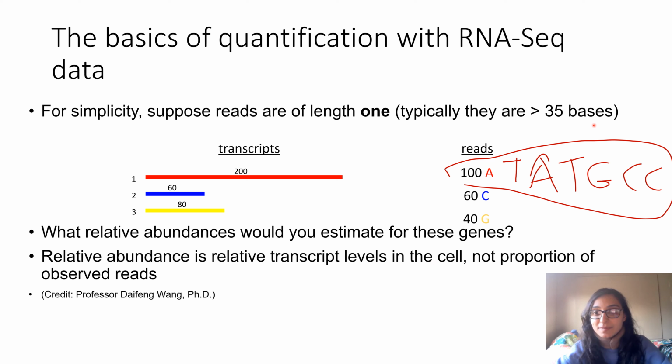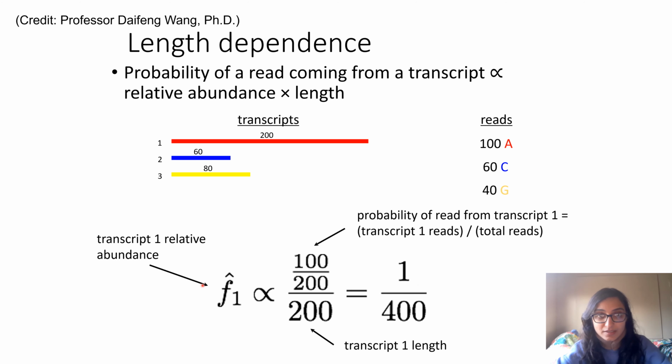And again, typically these are greater than 35 bases, but for now we're just going to say A, G, C, G. These are what they're mapped to. So there's a length dependence. The probability of a read coming from a transcript is proportional to the relative abundance times the length over here. So transcript 1 relative abundance would come from here.